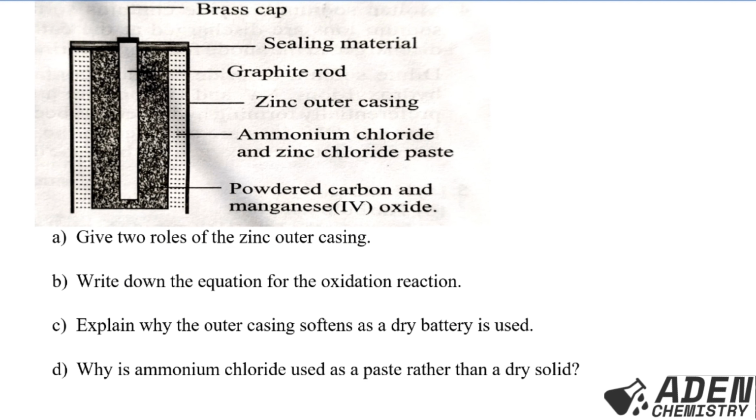Then part C, explain why the outer casing softens as a dry battery is used. Part D, why is ammonium chloride used as a paste rather than a dry solid? All of these questions, we have discussed in the notes in this lesson. Try to find the corresponding answers, and you can submit or share your responses and answers in the comment section.